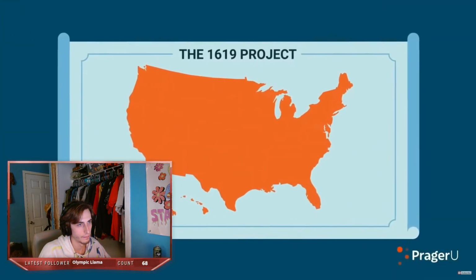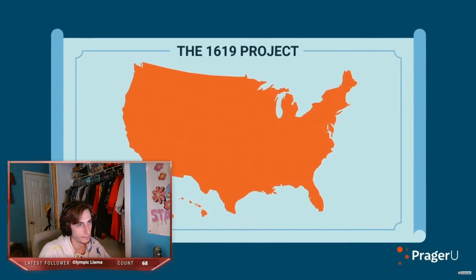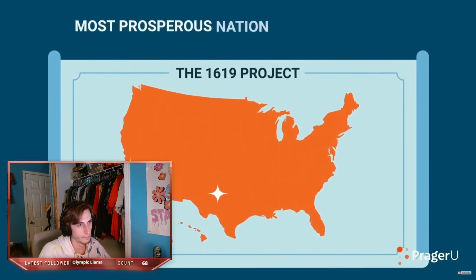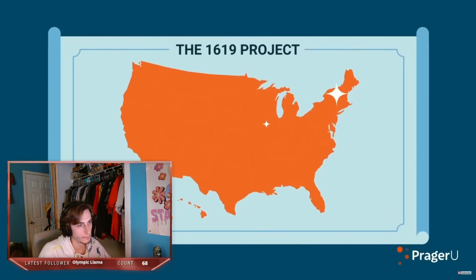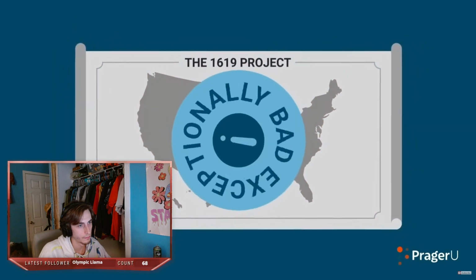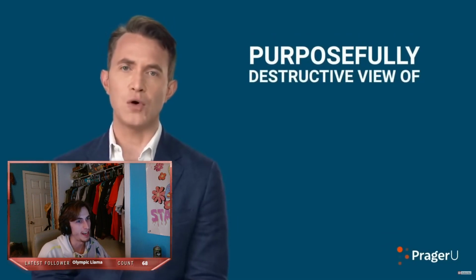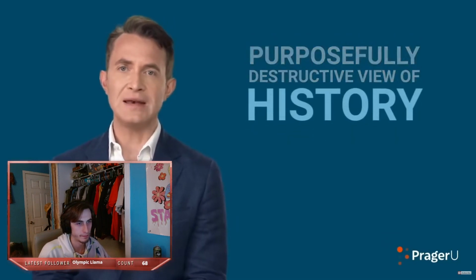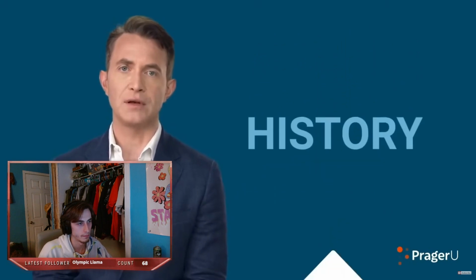The 1619 Project seeks to portray America, the freest, most prosperous nation in world history, as exceptional only in one respect, insofar as being exceptionally bad. This is a purposefully destructive and misguided view of history. It is one intended to pull down rather than to build up.